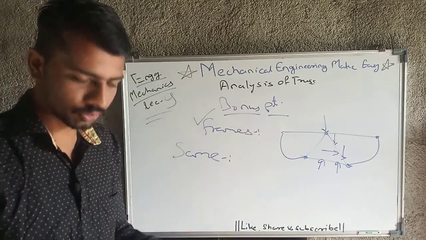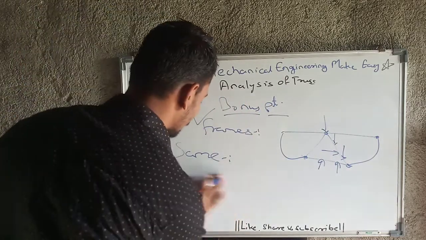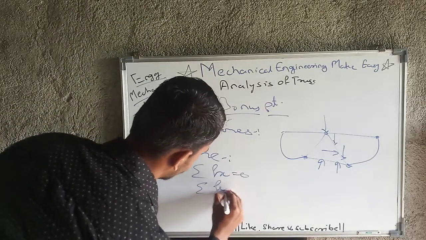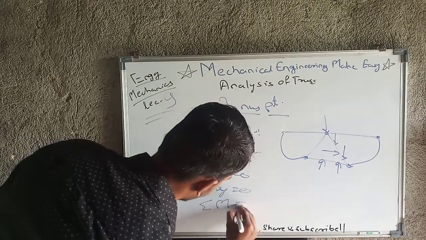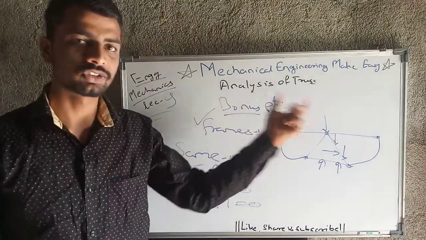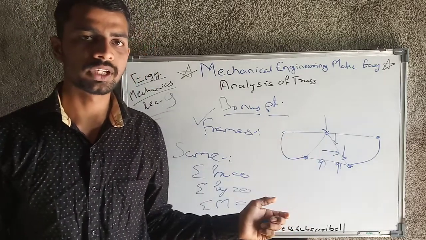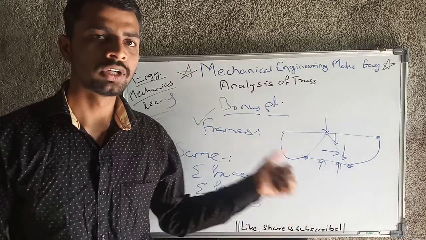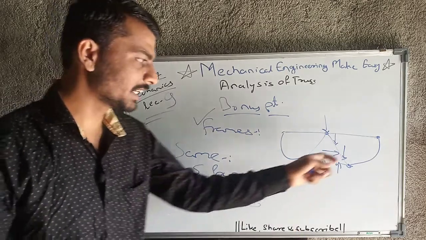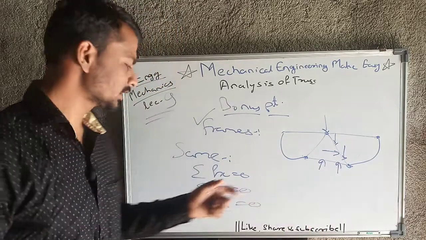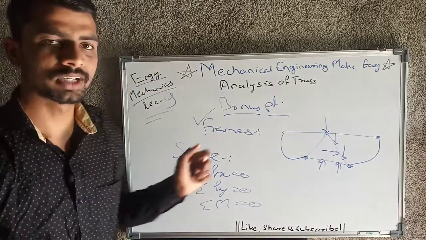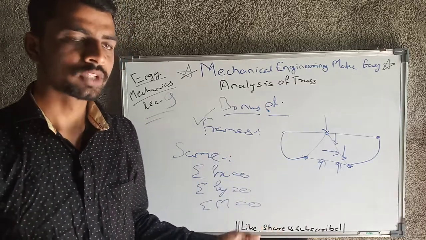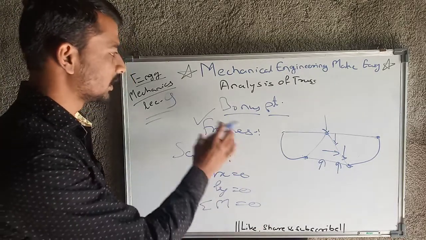So for multi-force members, what will change? We apply 3 conditions: summation of Fx equal to 0, summation of Fy equal to 0, and summation of moment equal to 0. Previously, in the analysis of trusses, for calculating forces we were only considering 2 conditions: summation of Fx equal to 0 and summation of Fy equal to 0. But if there is any multi-force member, then we need to consider 3 conditions: summation of Fx equal to 0, summation of Fy equal to 0, and summation of moment equal to 0. So this is the only difference between trusses and frames.